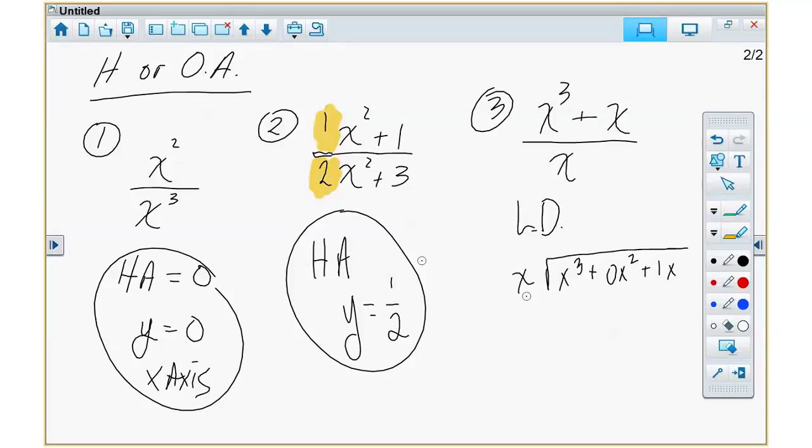How many times will x go into x cubed? X squared times x squared times x is x cubed. You subtract, that goes out. 0x comes out. 0x goes there. That's 0x squared minus that goes out. And then how many times will x go into 1x? 1 time. So our asymptote here is x squared plus 1.